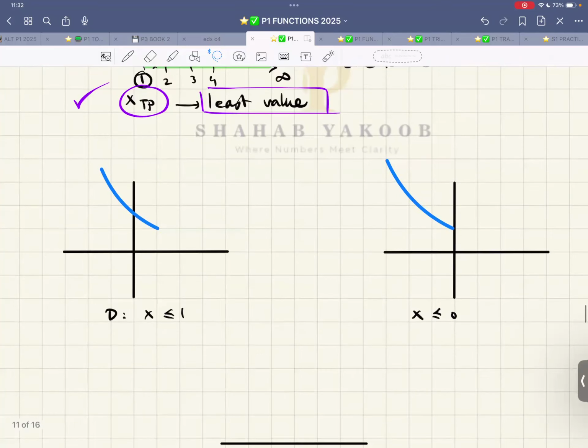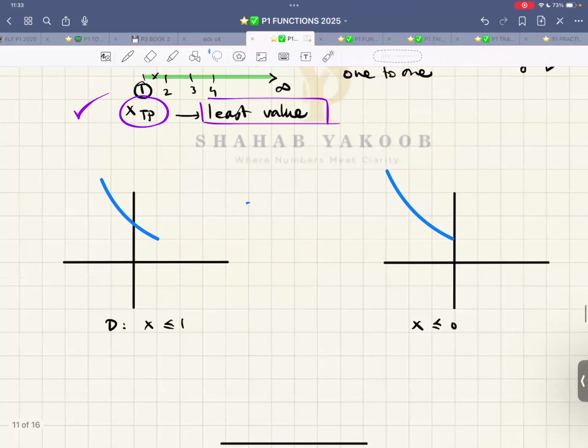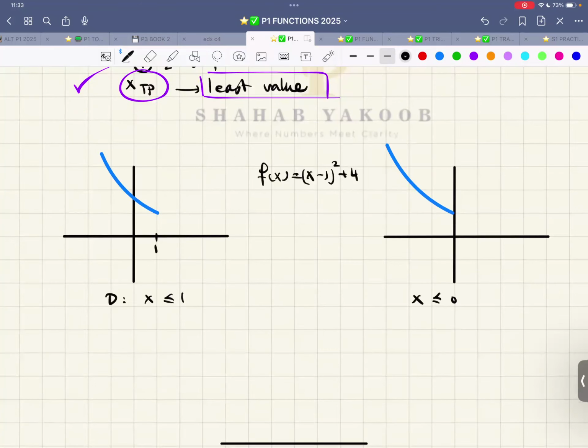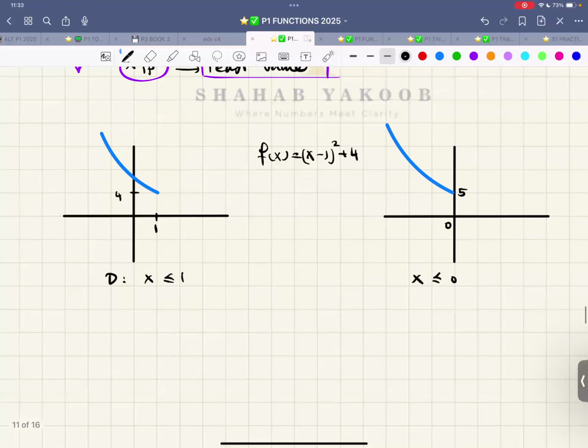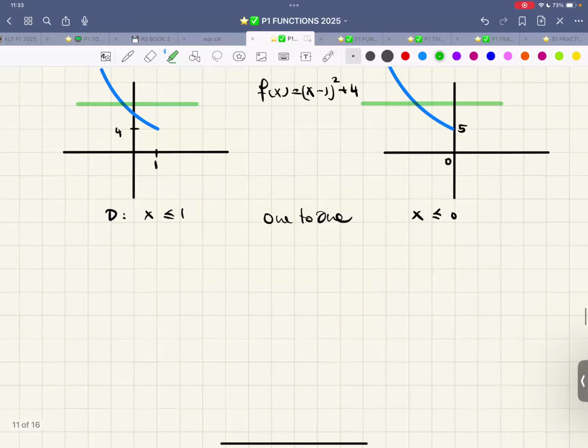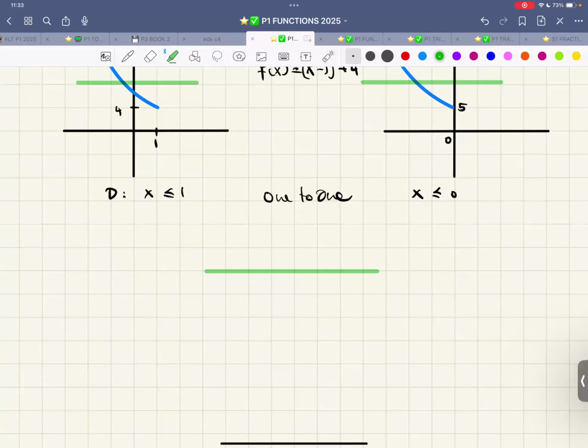Okay. So now it's the same function, f(x), that is (x minus 1) whole square plus 4. So when I plug in 1, this value is 4. When I plug in 0, this value is 5. And in both cases, it is 1 to 1 because it passes the horizontal line test. Therefore, if I write it like this, positive 1, then 0, then negative 1, then negative 2, and so on.